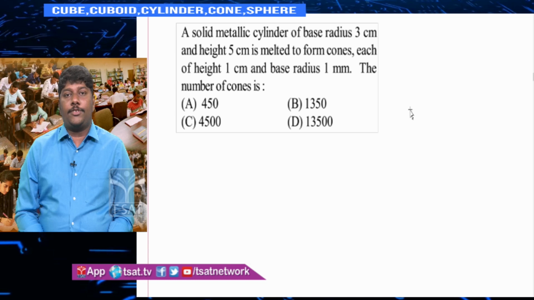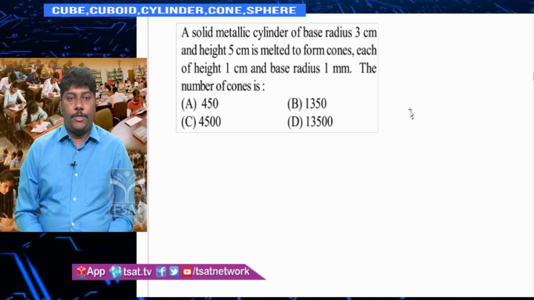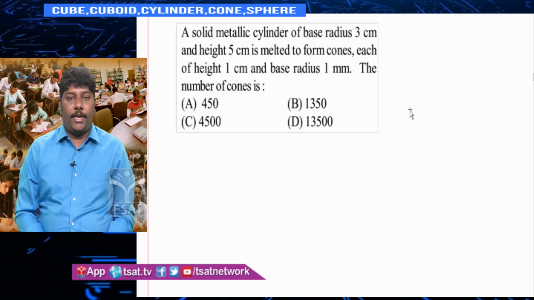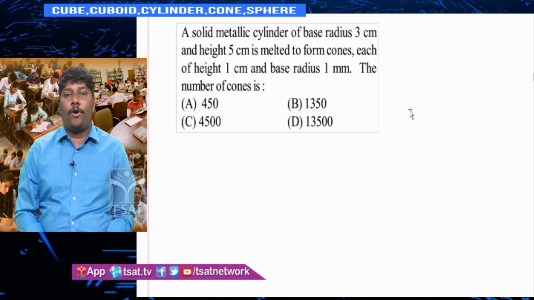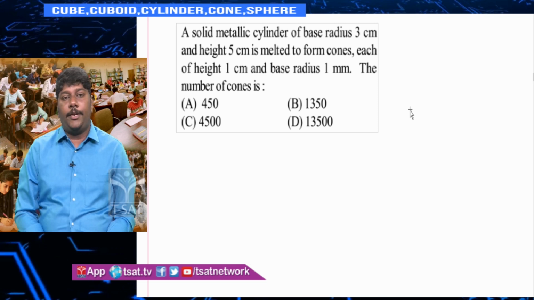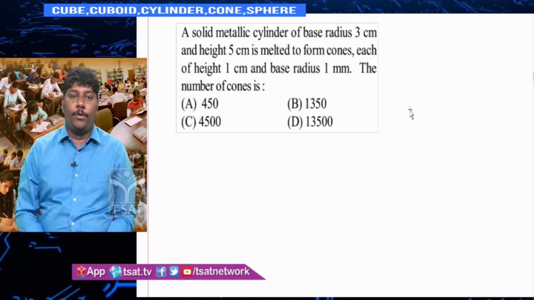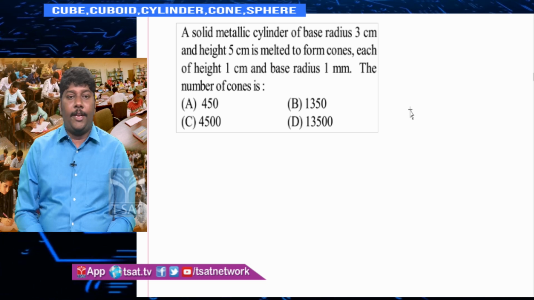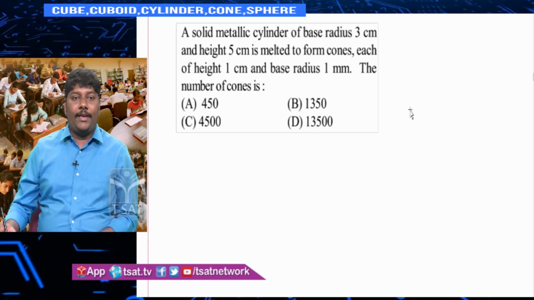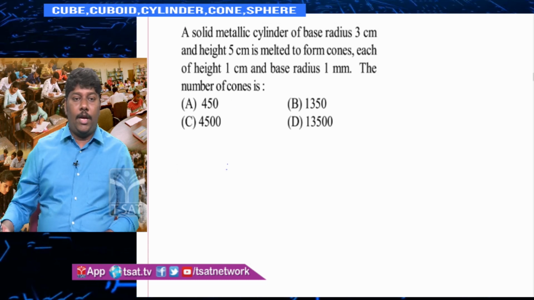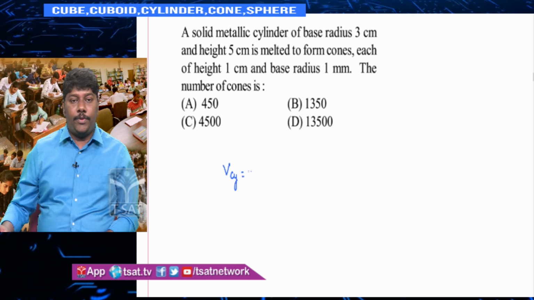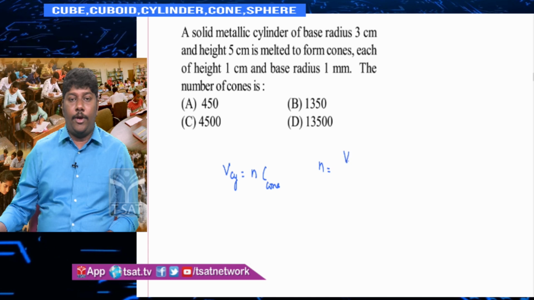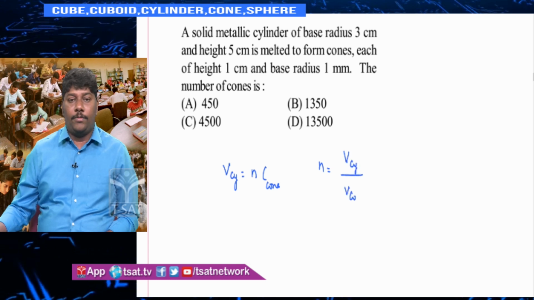Now look at the problem based on cylinders. Now the first problem, a solid metallic cylinder of the base radius 3 centimeters and height 5 centimeter is melted to form cones. So here this problem is related between cylinder and cone, each of height 1 centimeter and base radius 1 mm. Then find the number of cones. So you are melting a cylinder and forming cones, therefore I would say volume of cylinder is equals to N into volume of cone. I would say N is equals to, you divide the volume of cylinder by volume of cone.